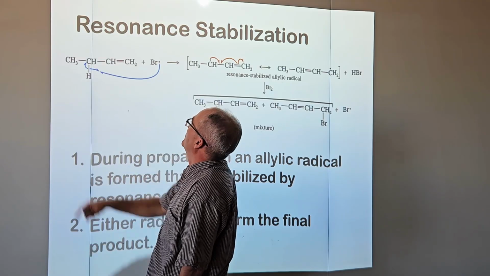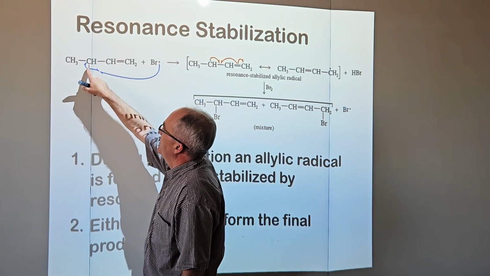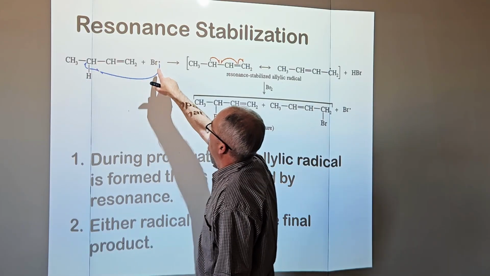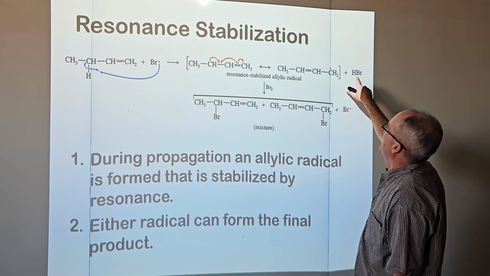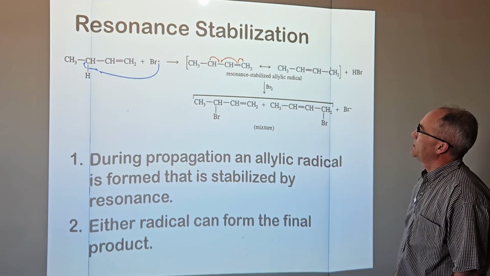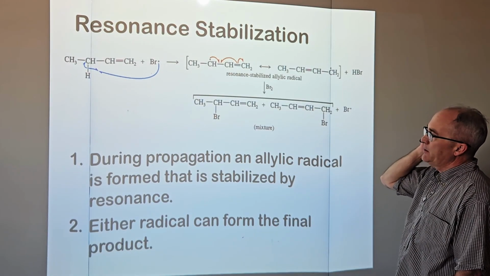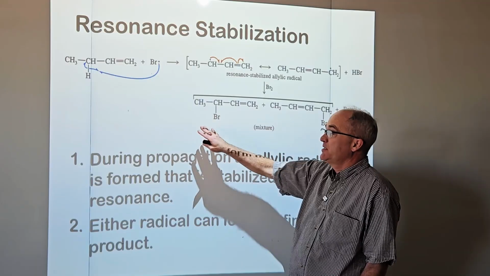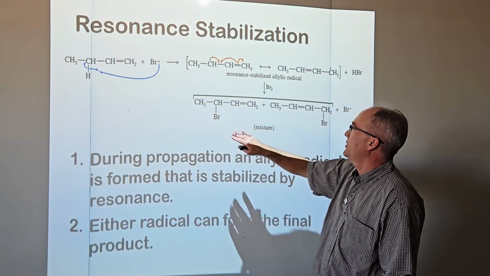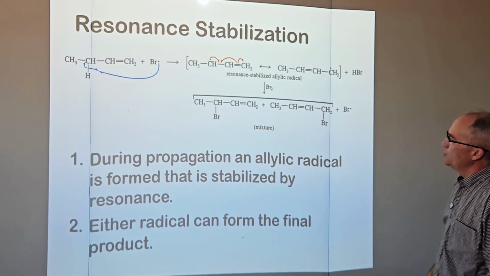It abstracts a hydrogen to form HBr, creates a radical right here. This electron jumps onto carbon. The other electron hooks up with a bromine radical to make HBr. And here is the resonance-stabilized allylic radical. And notice the similarity here. This looks kind of similar to a 1-2 addition, where the double bond hasn't moved. Here, the double bond has moved.